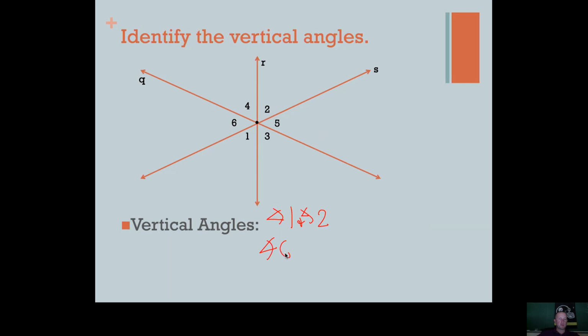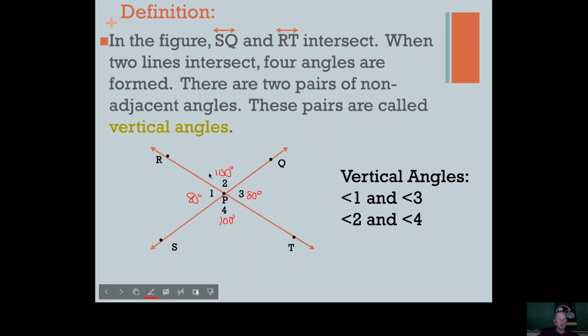What is angle 6 vertical with? It's across from angle 5. Angle 3 is going to be vertical with angle 4. Okay, and if we want to, we use what we did on this last slide. These vertical angles, if you notice, have the same measure, and so do these.